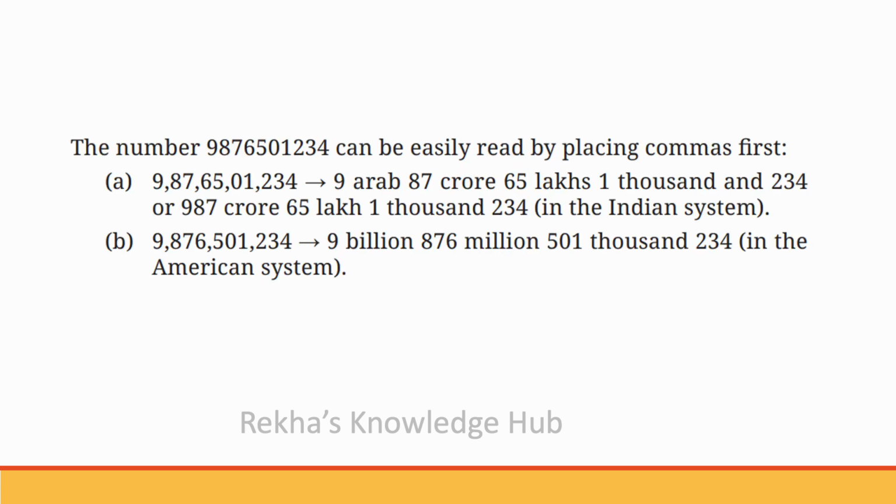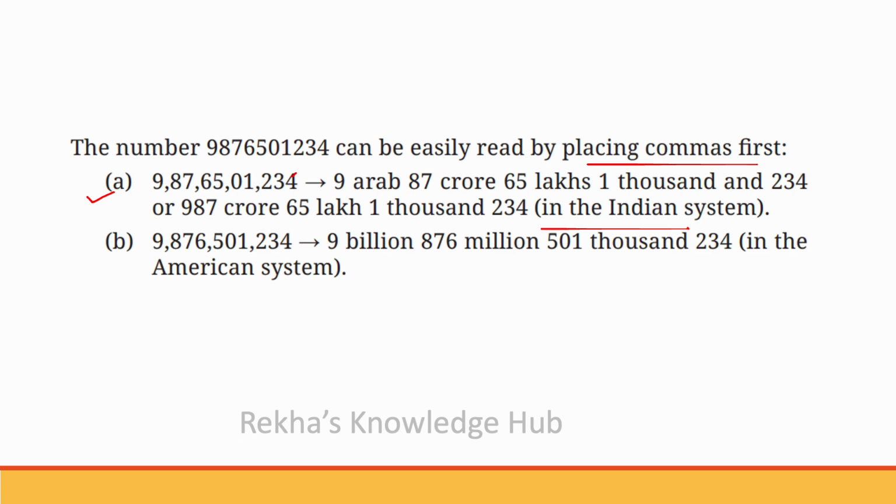The number 9876501234 can be easily read by placing commas first. See this option A. This is written in the Indian system: 9,87,65,01,234. That is, the first comma you put after 3 digits from the right. Then the next comma after 2 digits, the next comma after 2 digits, like that. 3-2-2-2 pattern.